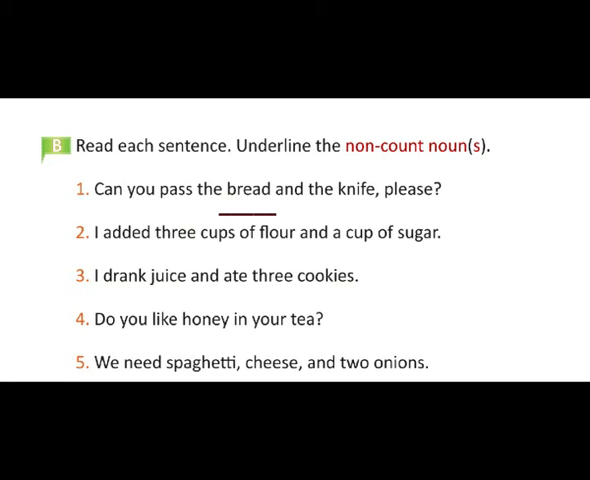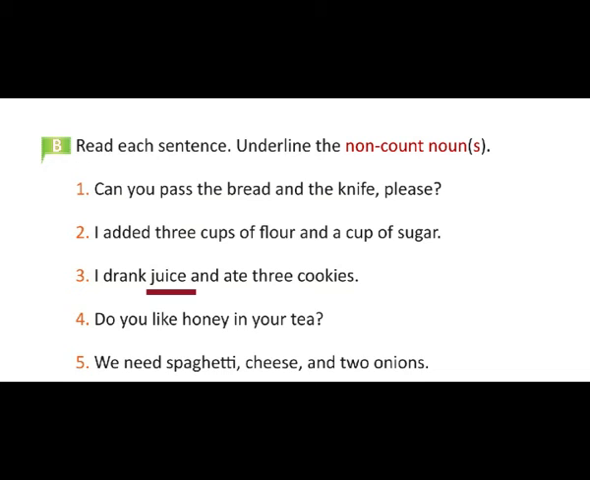Number 2. I added 3 cups of flour and a cup of sugar. Where do you think the uncountable noun is? In this sentence, we have 2 uncountable nouns. Flour and sugar. Underline them. Number 3. I drank juice and ate 3 cookies. Where is the uncountable noun here? Juice. Juice is an uncountable noun.